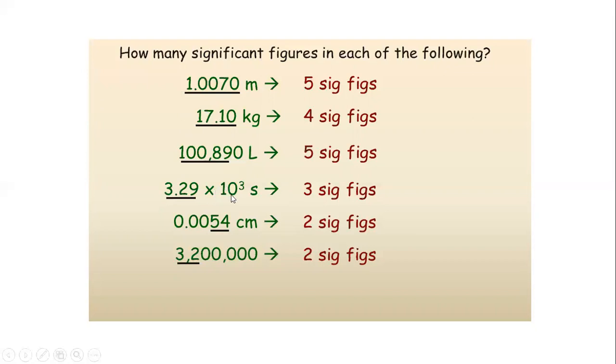3.29 exponent 3 second. This term contains three significant figures: 1, 2, 3. Exponent 3 means three zeros.